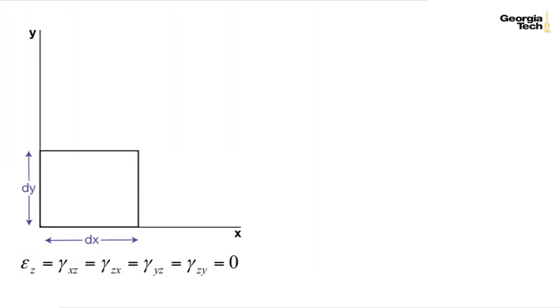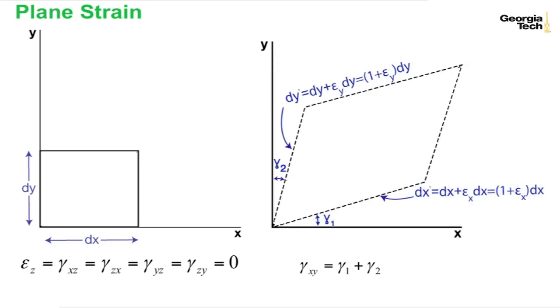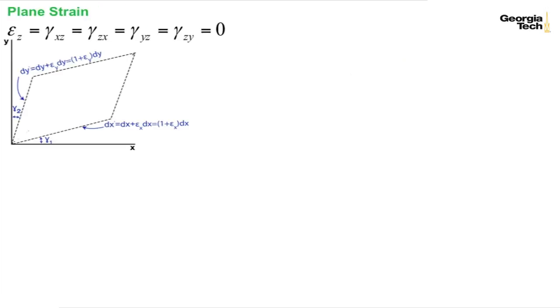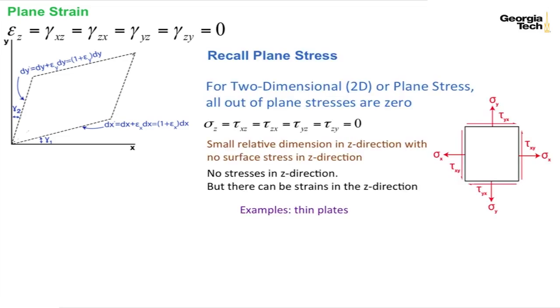Now let's take our rectangular parallelepiped, and let's say that we have no strains in the z direction. No normal strains nor shear strains in the z direction. And what we call that is the case of plane strain. And so here is our distorted block with the developments of the lengths in the x and the y direction as I did previously. And so we have plane strain, no strains in the z direction.